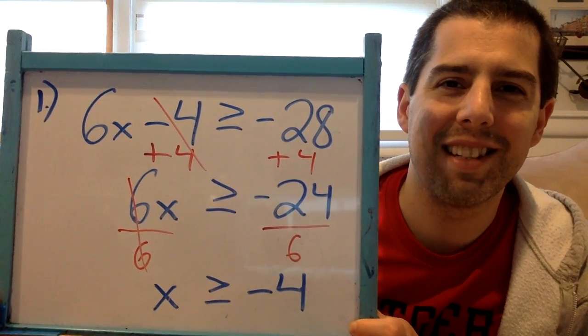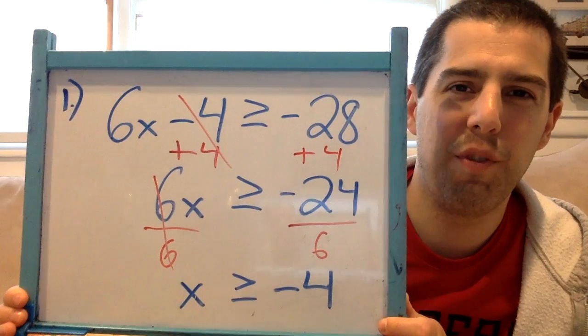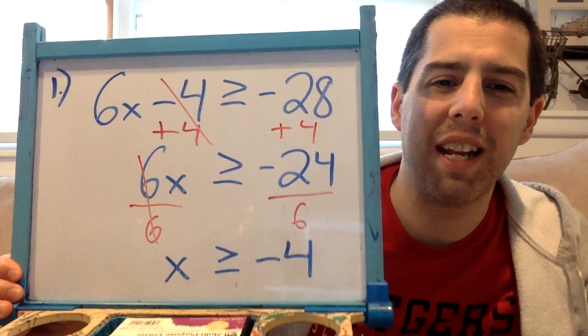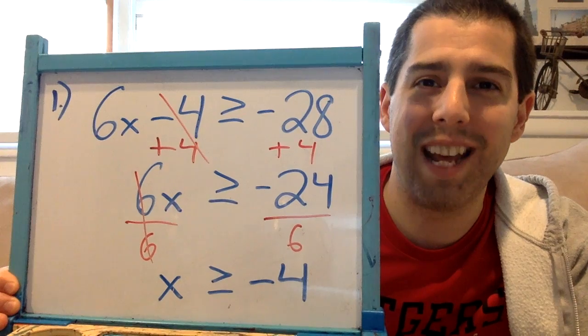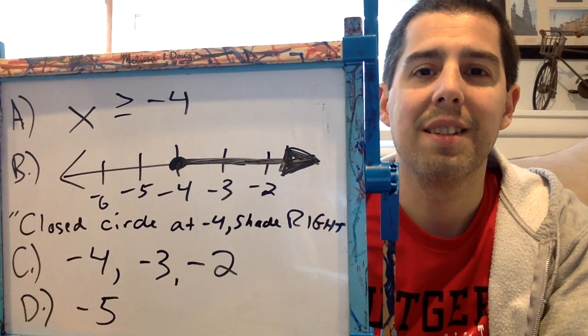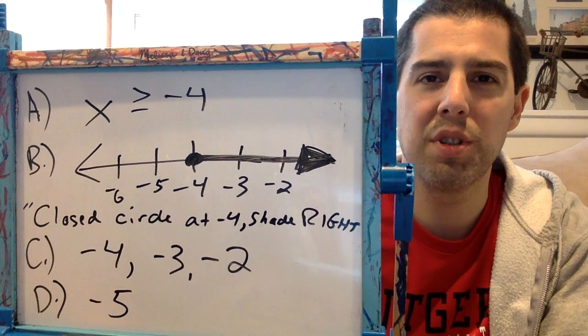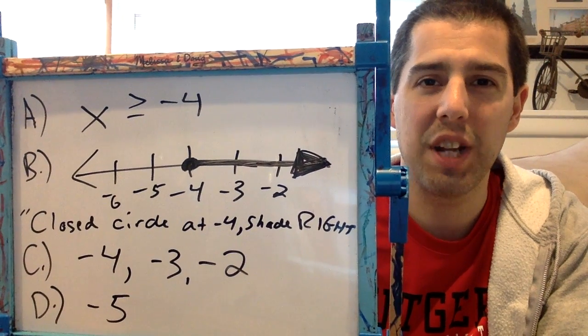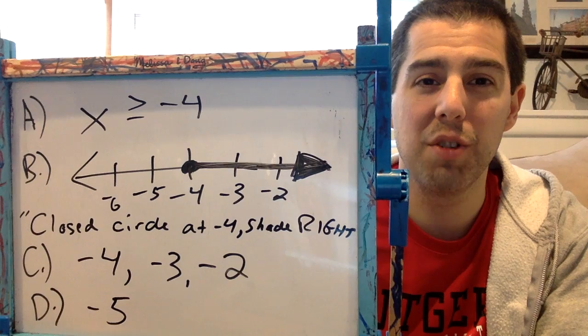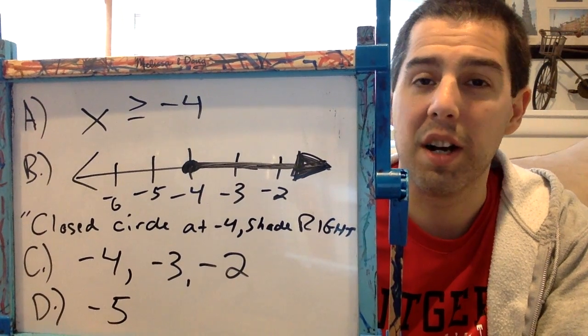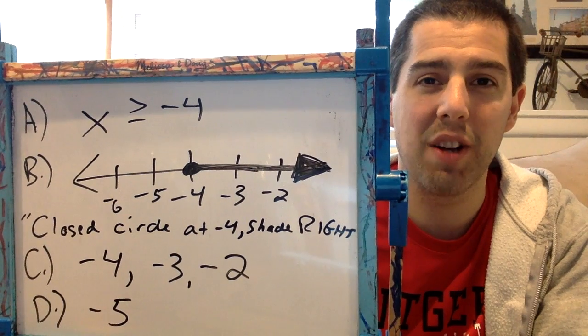Lesson 6-8, skills practice. Add 4 to both sides. Divide by 6 on both sides, and you'll get x is greater than or equal to -4. Since x is greater than or equal to -4, you make a closed circle at -4 and shade to the right. Possible solutions would be -4, -3, and -2. A solution that does not match the inequality is -5.